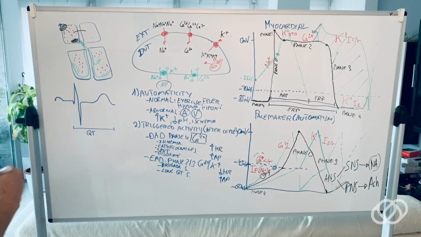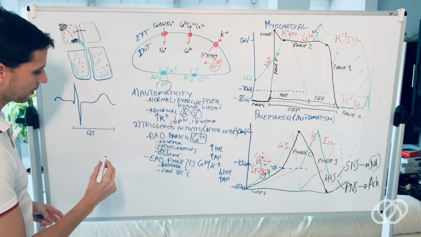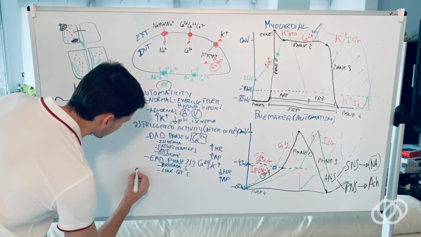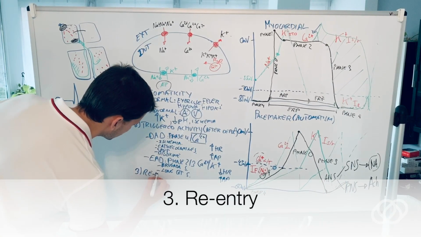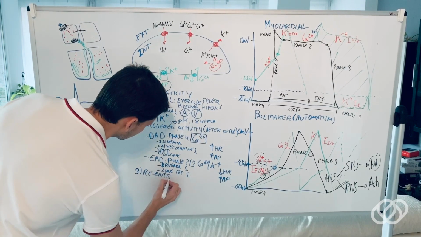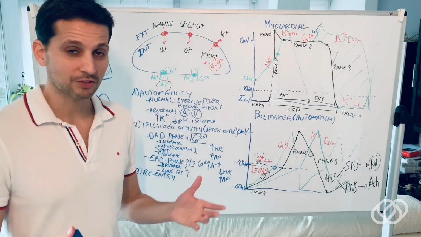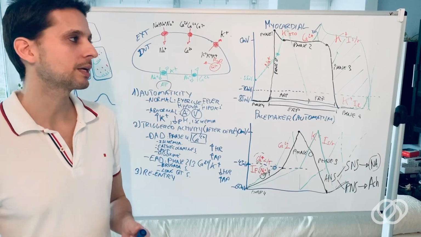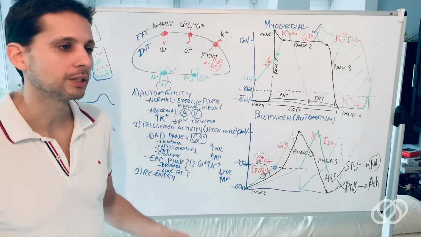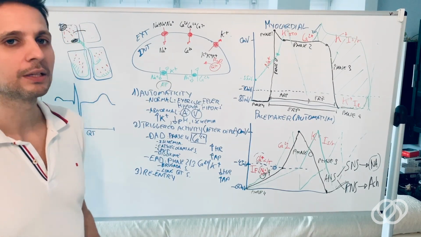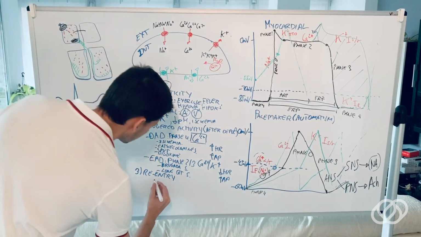And finally, we are going to have the third phenomenon, the third mechanism of arrhythmia, that is the re-entry. Re-entry, okay. Basically, we could say that re-entry is a circuit. So every time that we get a circuit in the conduction system of the heart, we get a re-entry. And we get a re-entry that can be of two types. The first type is a structural re-entry.